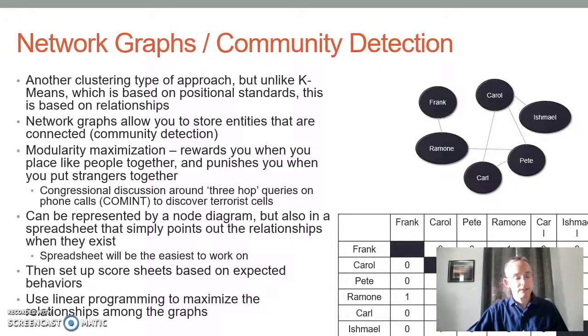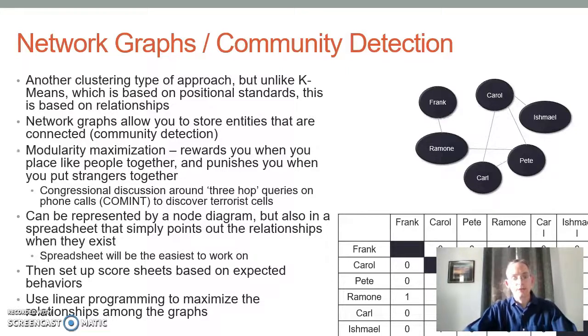A lot of the discussion that you hear nowadays on these hot queries coming out of the NSA stuff, on phone calls to discover terrorist cells, that's all coming out of this kind of detection. So with network graphs I can lay out to say, hey, I'm going out of the country with this hop, and I'm coming back in the country with this hop. That all feeds into this.